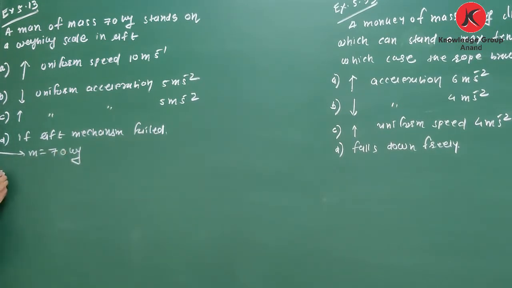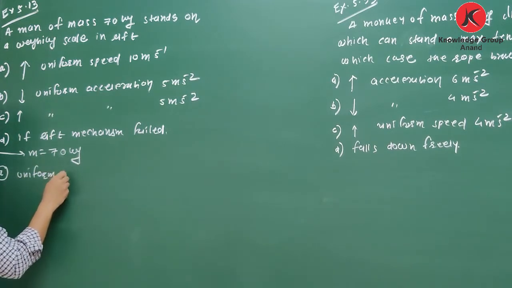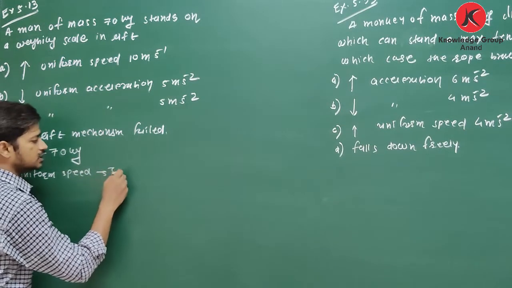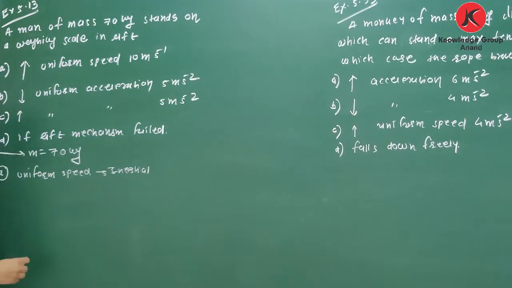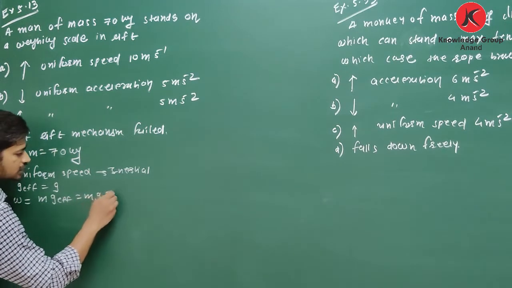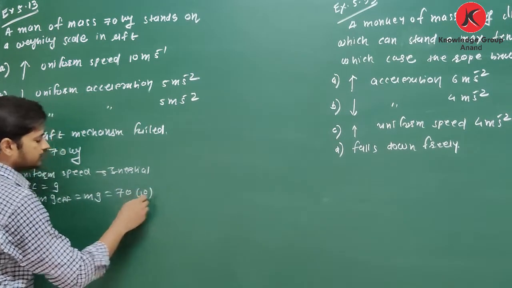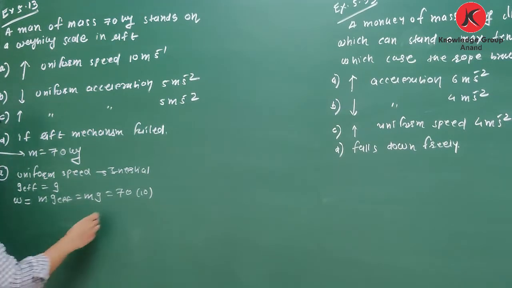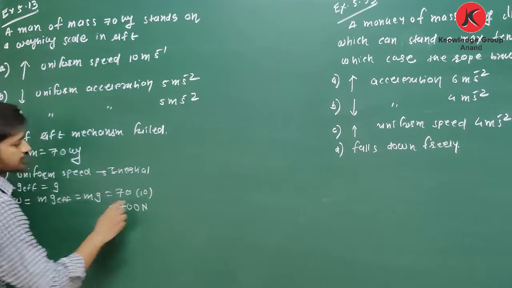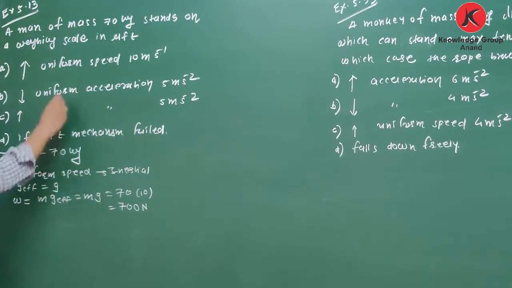Okay, first case. Case number 8. When it is moving in upward direction with uniform speed. Uniform speed means inertial frame of reference. And we have discussed that for uniform speed, G effective is equal to G. So weight W is equal to M G effective, which is mg, equal to 70 into 10, which is 700 Newton. Simple, because uniform speed means inertial frame of reference.